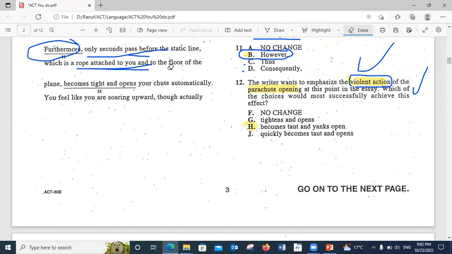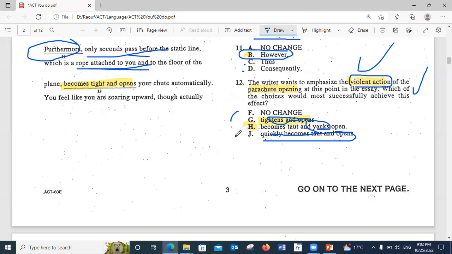The first choice is the line becomes tight and opens. This choice does not tell me that it opened violently. It just tells me it's open. Tightens and opens, the same. I don't have any sense of violence here. Quickly becomes taut and opens, the same. It does not tell me that it opened violently. How about H? Becomes taut and yanks open. It's like when you say in Arabic, he went out and slammed the door behind him. Yanks open. It's like pop, not just opens, it yanks open, which means it opens violently. That's why the correct answer is H.